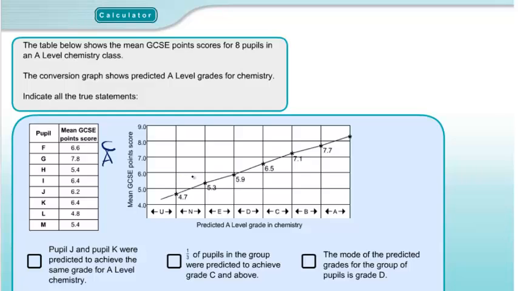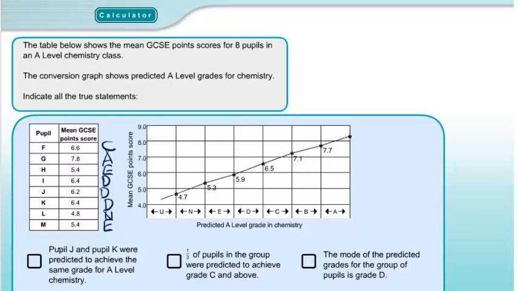Pupil H, 5.4, well, that's just into an E. Pupil I with a 6.4, that's just below a C grade, so he's on a D. Pupil J on a 6.2, that's also a D. Pupil K, well, 6.4 we've already seen before, that's a D. Pupil L on 4.8, so that's just into an N grade. And pupil M on 5.4, which we've seen up here, that was an E grade. So now we've got all the grades listed, we can easily answer these three questions.